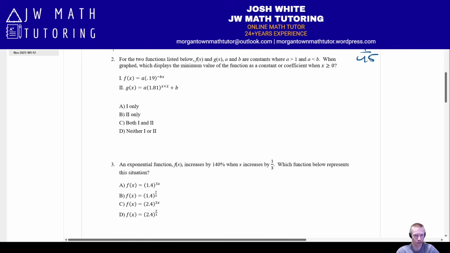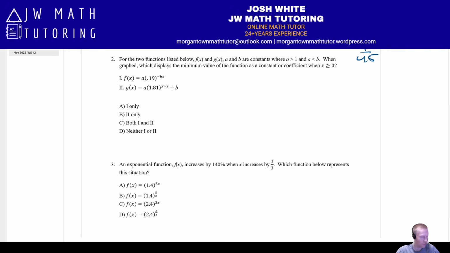There was a similar problem to this that came up last year. I want to say it was in May, maybe possibly in June. But that one was a little bit different, because you were given one function and then two other new functions which were equivalent to it. This one, you're just given two different functions, some information about them, and you're asked, which of these displays the minimum value of the function as a constant or coefficient in this specific domain of basically x greater than or equal to 0.